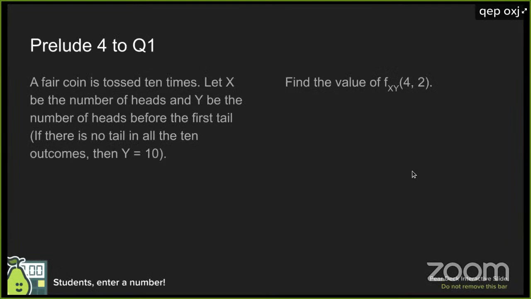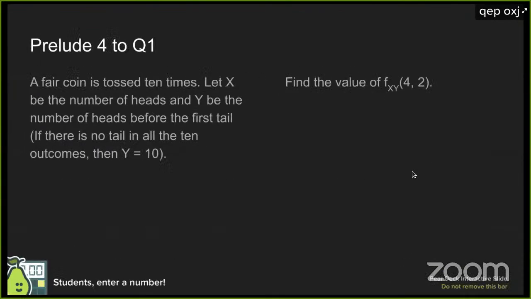So this is the prelude to question number 1. You have to find the joint density for 4 and 2. This is the question you asked previously, when we find the conditional density. So what are we doing now? We are going to find that conditional density using the conditional density formula. For that we need a joint density and a marginal density. In prelude 3, we found the marginal density of y equals 2, right?